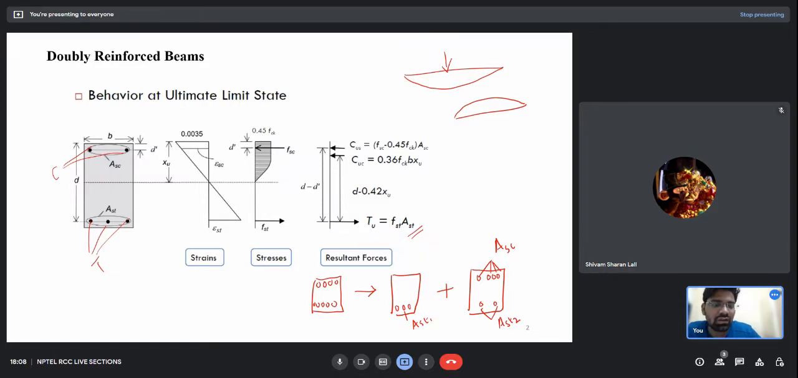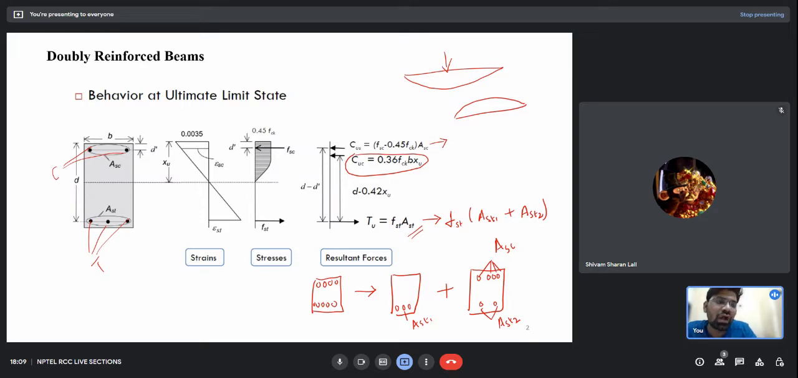Now the total tensile force, you can see it here, you can also write it in this manner: Ast1 plus Ast2. So Ast1 will be balancing Cus, whereas Ast2 will be balancing Cuc. So Cuc, you already know how it came. It is the net compressive force which is taken up by the concrete. Now what about Cus? How is it coming?